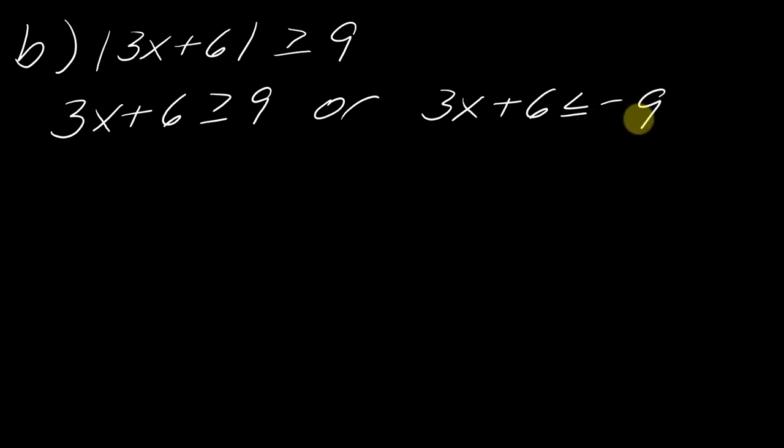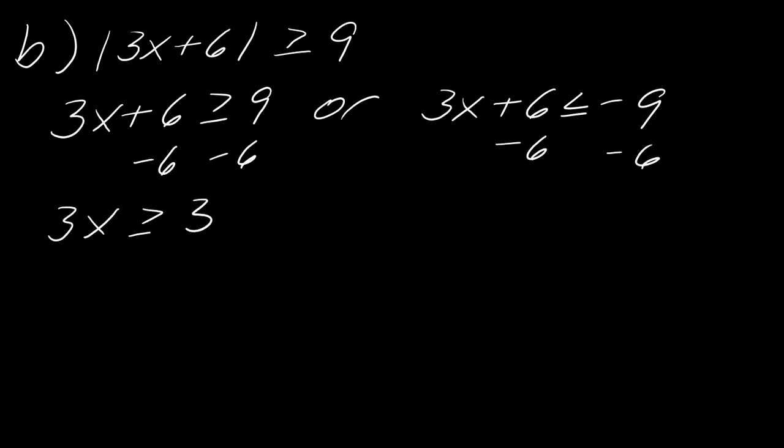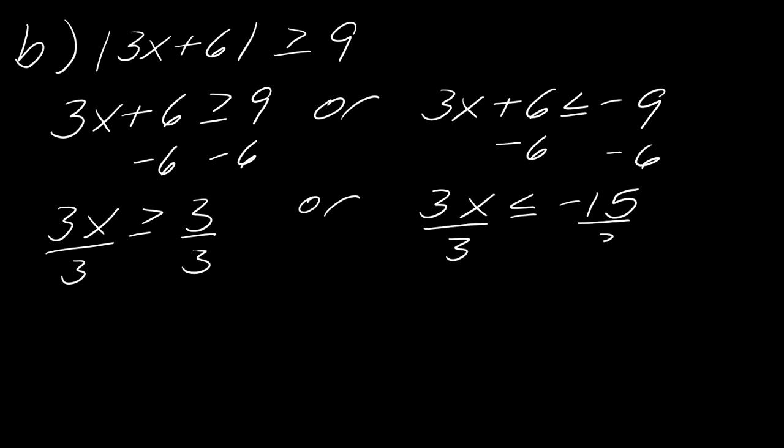Okay, now you just solve these two different inequalities. That's it. So I'm going to go ahead and subtract the 6 from all sides. So now I have 3x is greater than or equal to 3, or 3x is less than or equal to -15. You can go ahead and divide all sides by 3. So I get x is greater than or equal to 1, or x is less than or equal to -5.